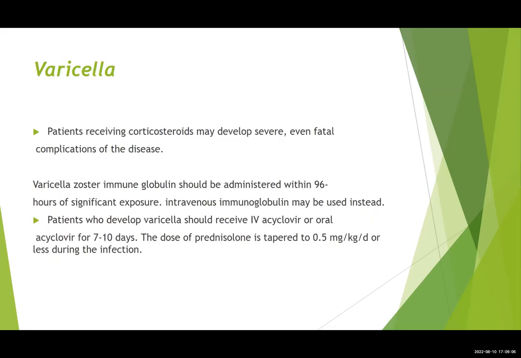Varicella is very serious, because if your nephrotic syndrome patient is receiving steroid and has varicella, the disease course is very severe with even fatal complications. So varicella zoster immunoglobulin should be administered within 96 hours of significant exposure, or you can give intravenous immunoglobulin. If the patient develops varicella, he should receive IV acyclovir or oral acyclovir for 7 to 10 days, and the dose of steroid should be reduced during infection.